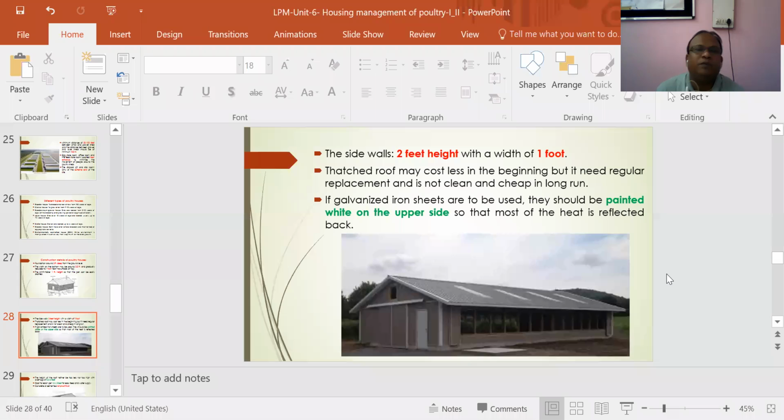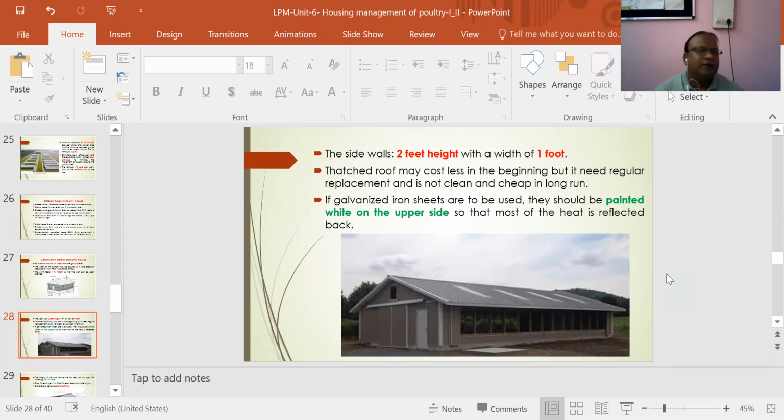The side wall should be 2 feet high with a width of 1 foot. The side wall should be 2 feet high from the ground, from the plinth, and the width of the wall should be 1 foot. The roof may be thatched, or made of galvanized iron sheet or asbestos sheet. But the thatched roof is less costly, though it requires regular repair, maintenance or replacement year after year. So it is not very cheap for a long time.